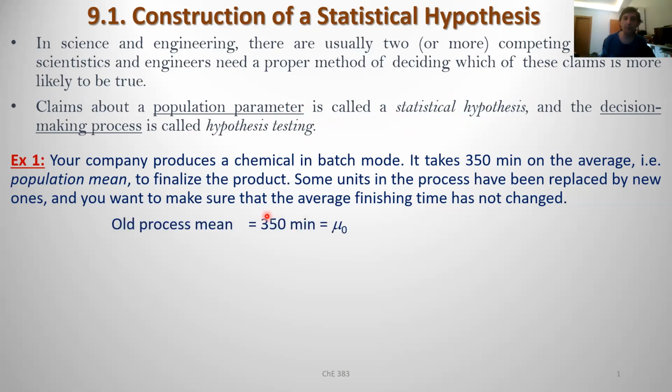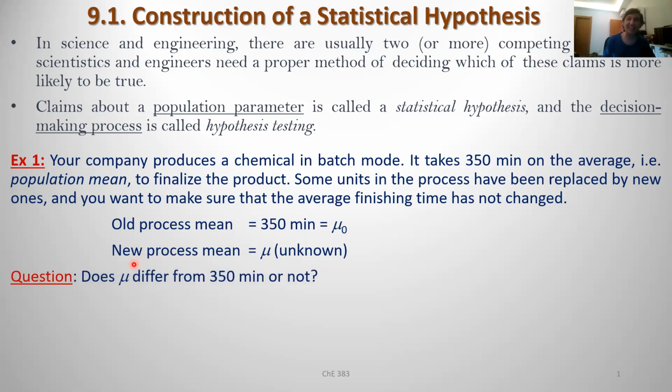So here, the old process mean before the changes is equal to 350 minutes. Note that this is the population parameter of the old process, and we may use mu0 to specify it. Now, the new process mean is mu. Usually we do not use mu0, something like this with a subscript, we use mu. And this is unknown, we do not know this. Actually, the research question is, does mu change or differ from 350 minutes or not?